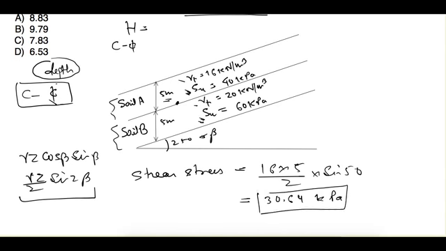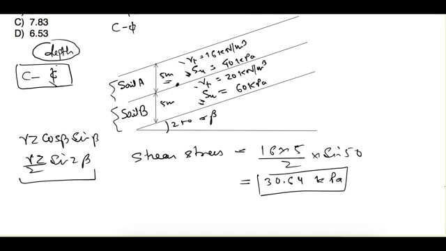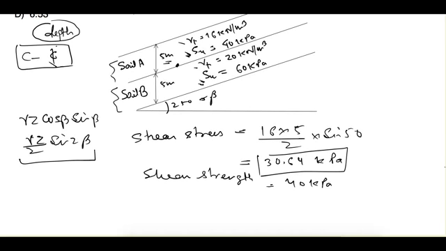Now this is the shear stress, and at this level shear strength is equal to 40 kPa. It means that shear strength is more than shear stress, so failure will not occur up to this depth. Now let's see at the base of this slope.